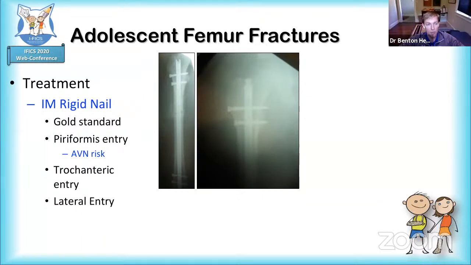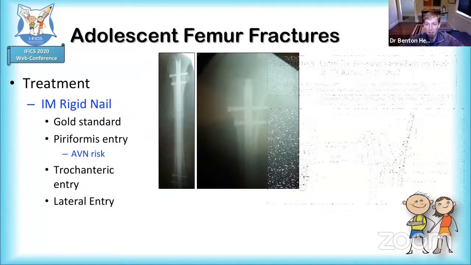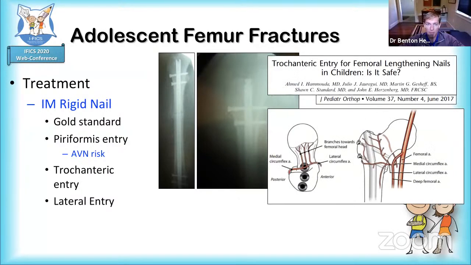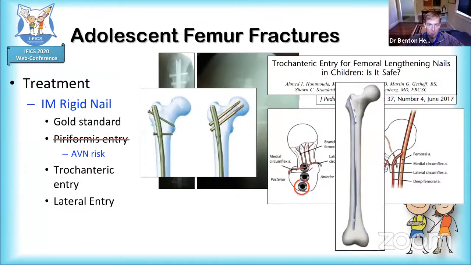However, there's been an evolution with the use of these in that piriformis entry has been recognized to have an AVN risk. And so it's really trochanteric entry or lateral entry. We know our blood supply comes in near our piriformis entry. And so various studies have shown that the piriformis entry, with the young blood supply as we see here, is inappropriate for an adolescent and increases our AVN risk. And therefore, we've evolved away from piriformis entry towards trochanteric entry, and now even perhaps more commonly in some centers, lateral entry and specialized pediatric nails for adolescents.